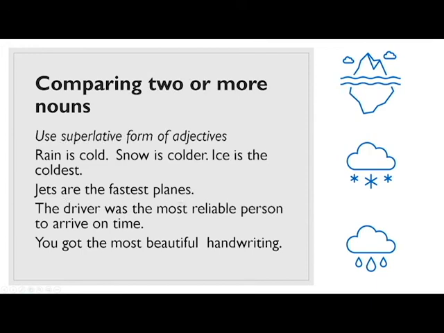Jets are the fastest planes. So the fastest is the superlative form of fast. We have compared the airplanes here, and we have said that jets are the fastest of them. The driver was the most reliable person to arrive on time. In this example, many people were supposed to arrive, but the driver was the most reliable person to arrive on time. You've got the most beautiful handwriting.